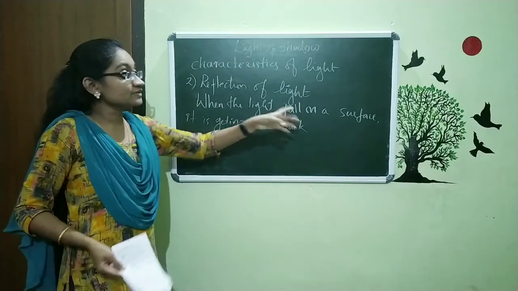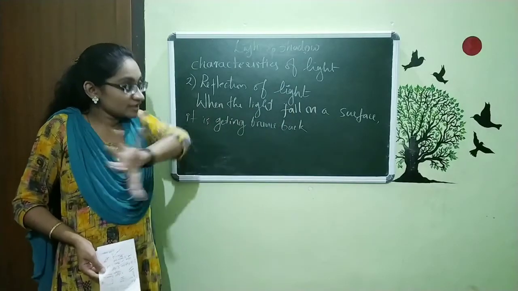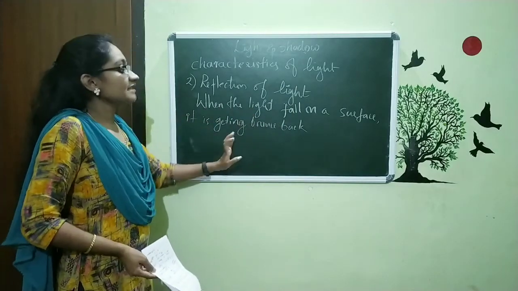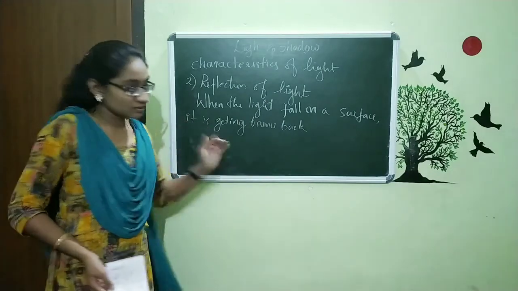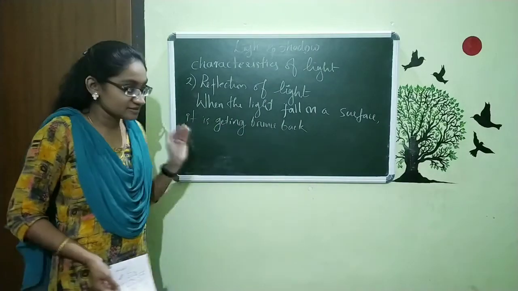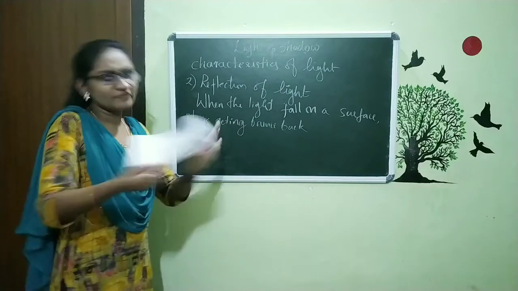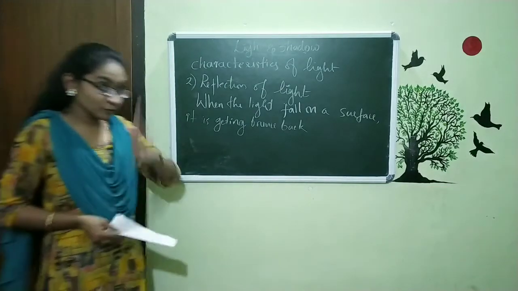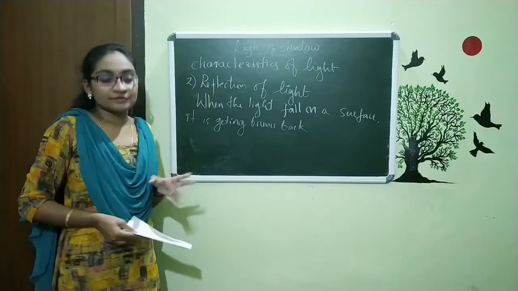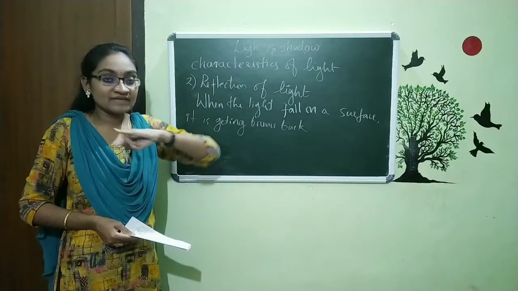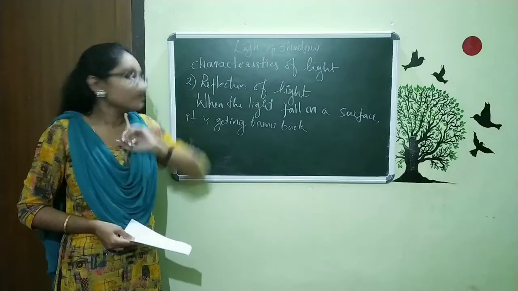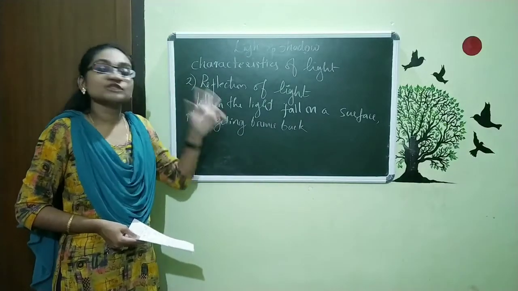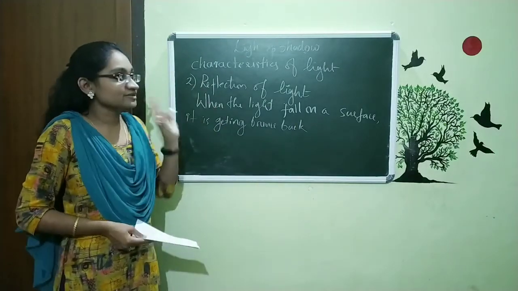When the light falls on a surface, what happens? It bounces back. It is reflected back, or it is moving back. That's all. So this is the reflection of light. So for you, only two characteristics we want to study. One is that light travels in a straight line. And the second one is the reflection of light. These are the two characteristics of light.